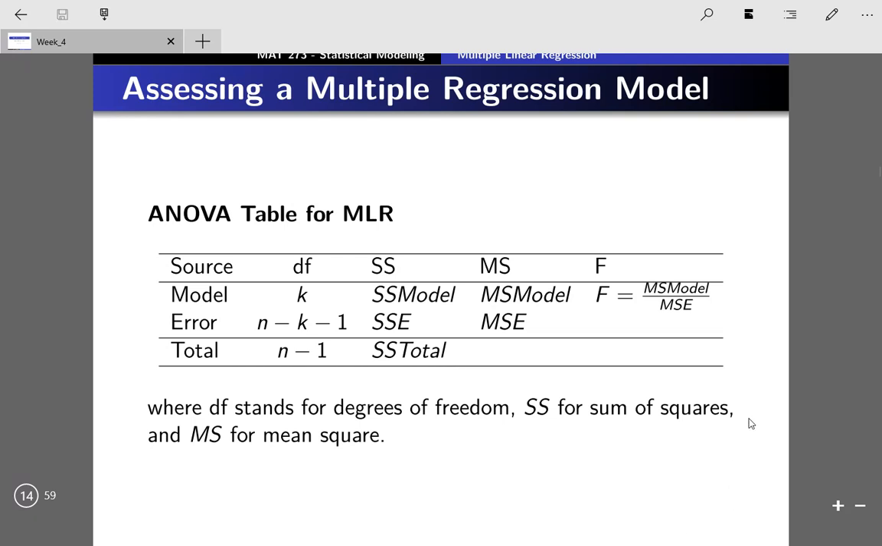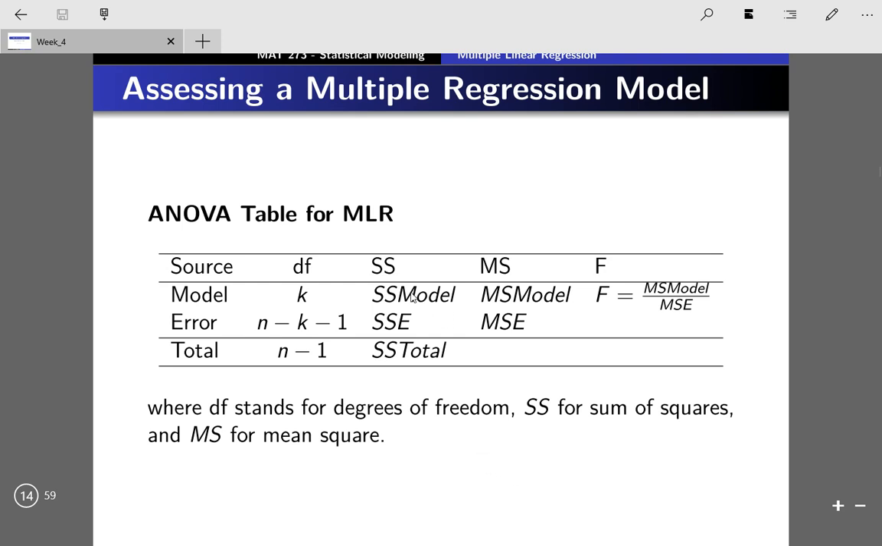So just like with simple linear regression, we have an ANOVA table again, an analysis of variance table. This is useful for testing our overall model and describing the amount of variability that we're explaining with our model. This is a generalization of the simple linear regression ANOVA table, except we have k instead of just 1, so it's more general. But we still have these nice relationships in the table in that the model degrees of freedom plus the error degrees of freedom is equal to the total degrees of freedom. So n minus k minus 1 plus k is equal to n minus 1.